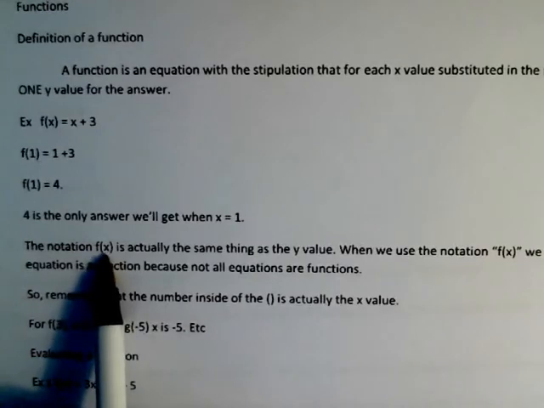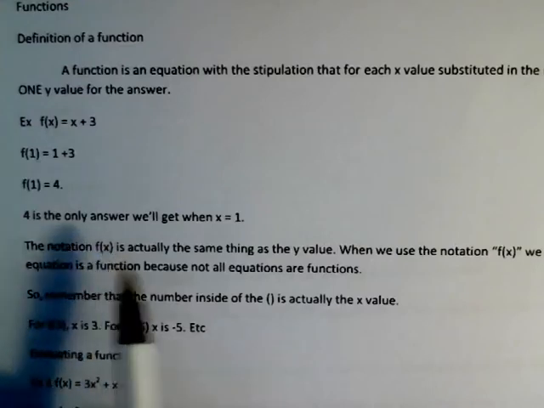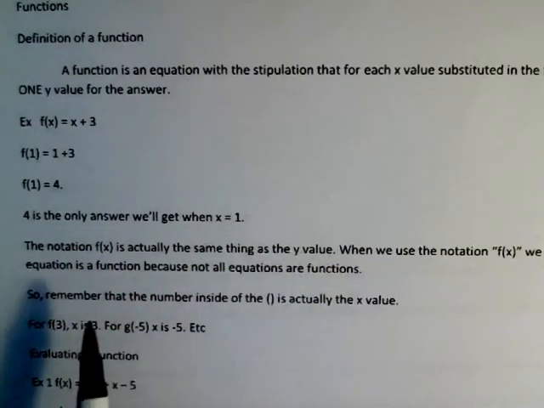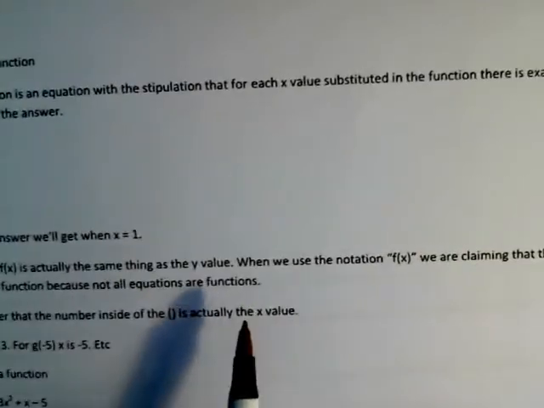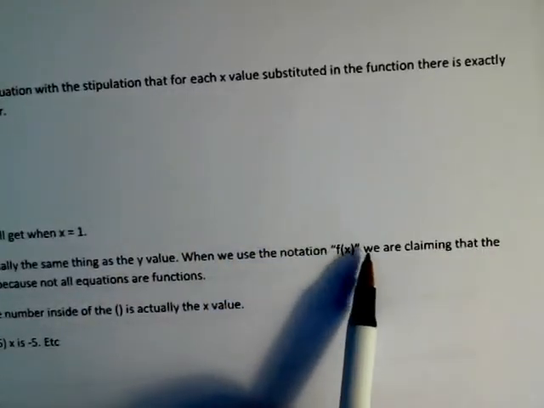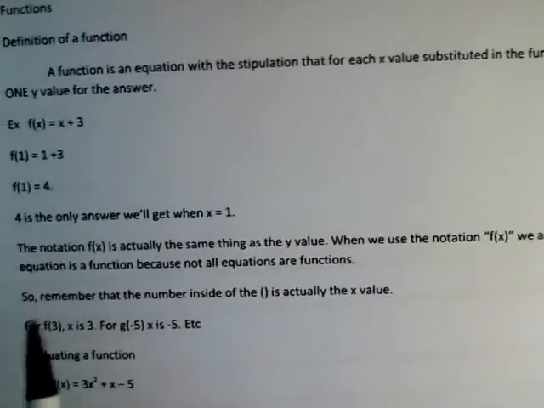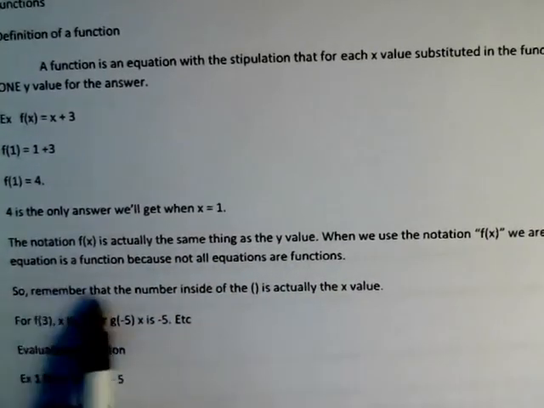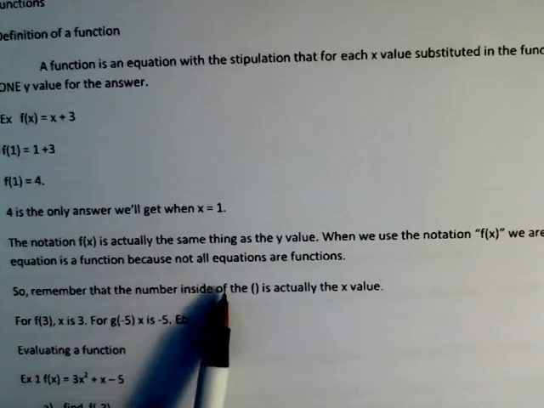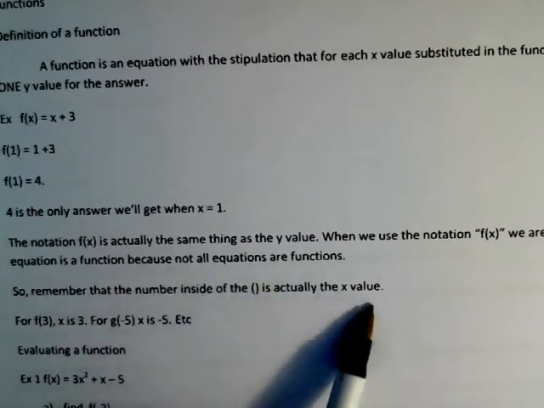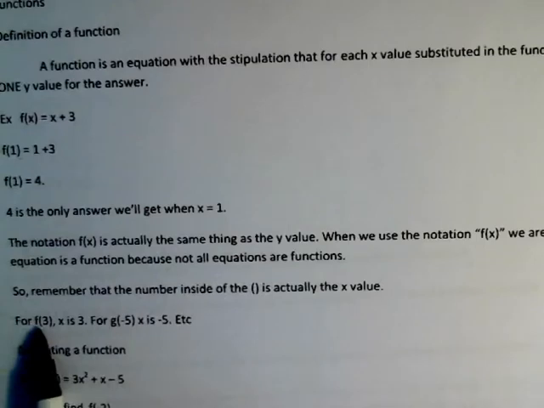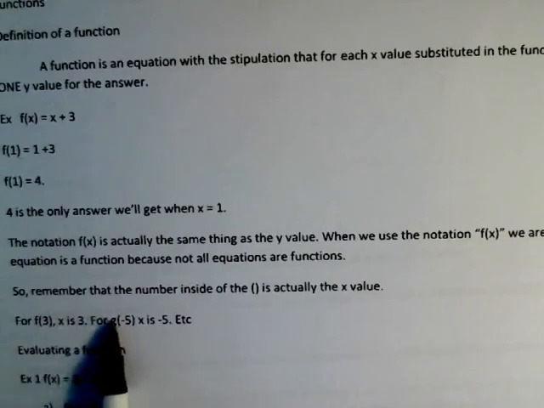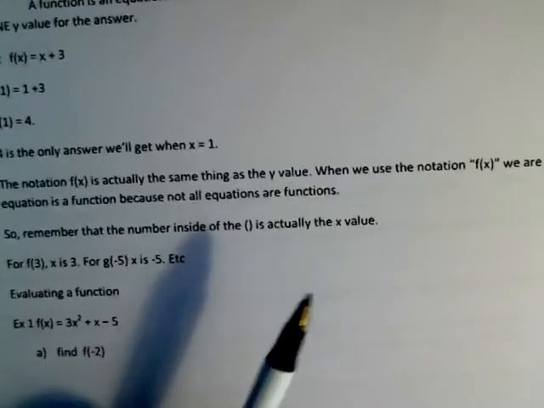So again, that's your notation, whether it's f of x, g of x, h of x, whatever letter they use, it's the exact same thing as the y value. So when we use the notation f of x or g of x or whatever, we are claiming that the equation is a function, as I stated before, because not all equations are functions. So keep in mind that the number inside of the parentheses is the x value. So if I have f of 3, and that's just how we say it, f of 3, x is 3. G of negative 5, x is negative 5, etc.